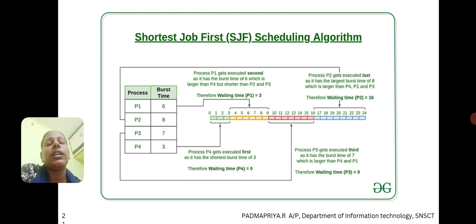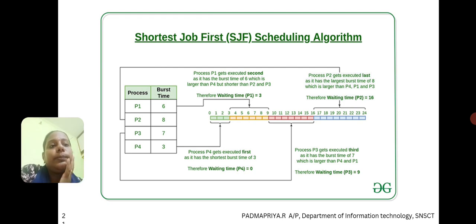Once the P4 process is done, we take the next process. Of the rest, P1, P2, P3, P1 has the lowest burst time. Then the second process, P1, is eligible to request the CPU. Then move to P3 and then P2. These are the priorities used in the shortest job first scheduling algorithm. Process P1 gets executed second, as it has a burst time of 6, which is larger than P4 but shorter than P2 and P3.